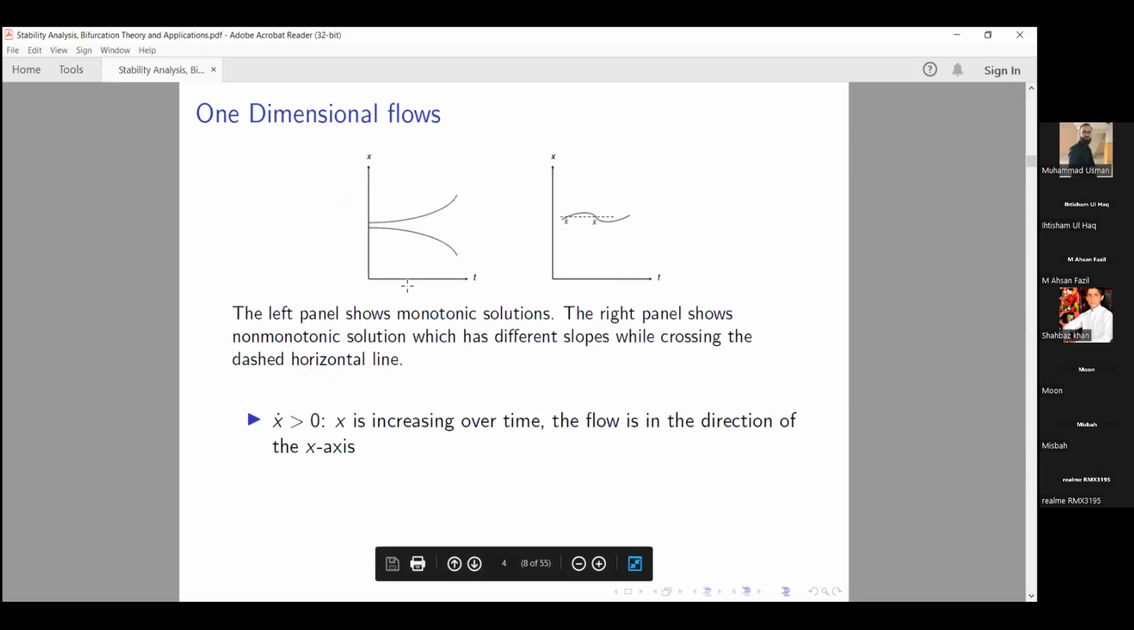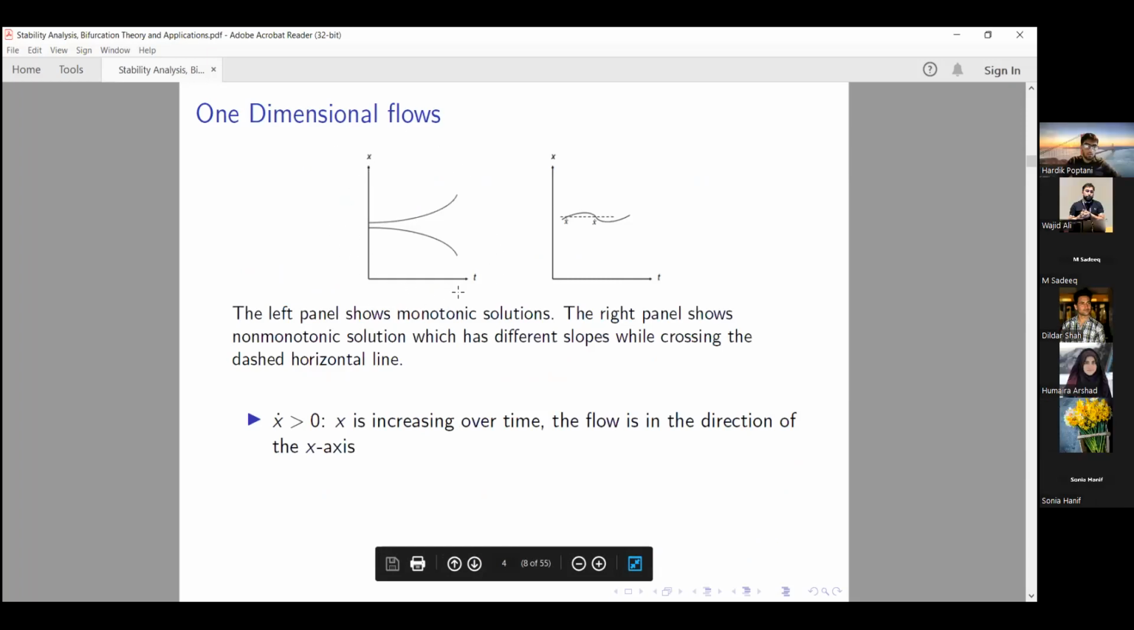As you can see here from this diagram, there are monotonic solutions, which means they are either only increasing like this, or only decreasing like this. And then the right panel shows non-monotonic solutions, because they go up and down and have different slopes while crossing the dashed horizontal line. And we will find out that these types of non-monotonic solutions do not exist.